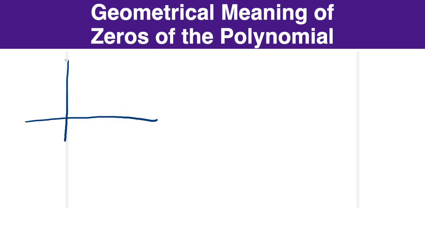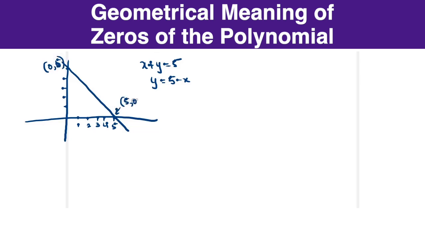I'm going to plot this line. This is a line which is x plus y is equal to 5, or y is equal to 5 minus x. So I'm going to plot the points 1, 2, 3, 4 and this particular point is 5. Similarly 1, 2, 3, 4 and let this point be 5. So this point is going to be 0, 5 and this particular point is going to be 5, 0.